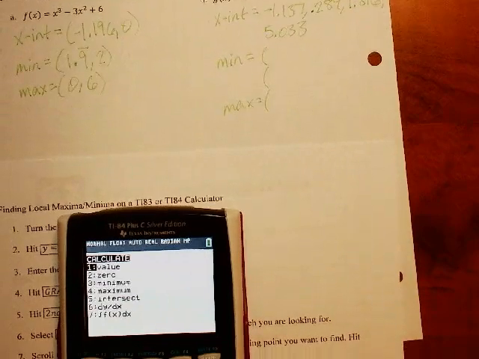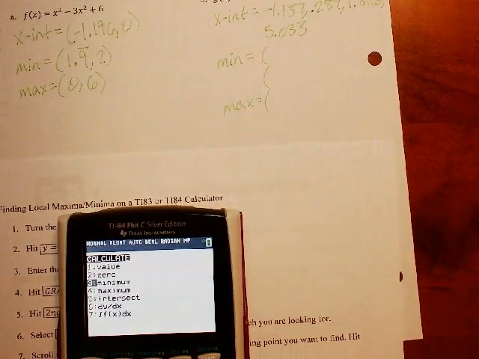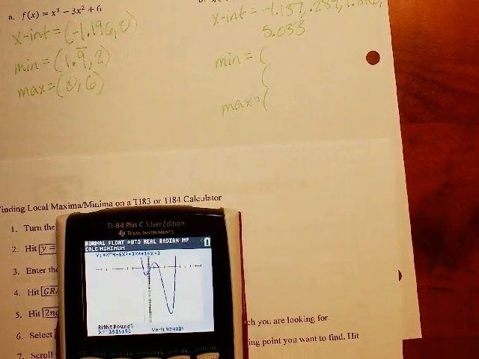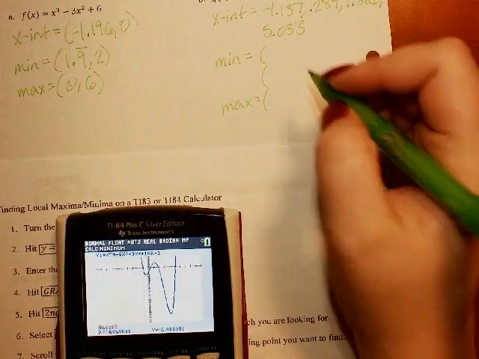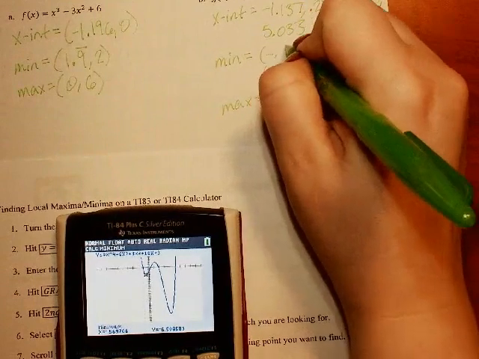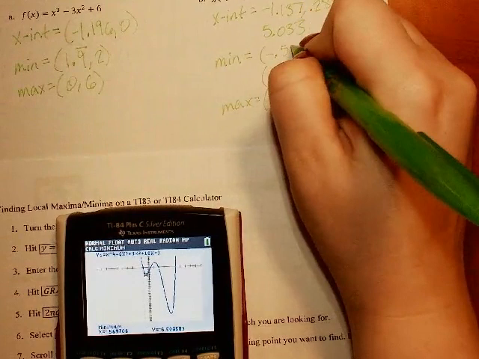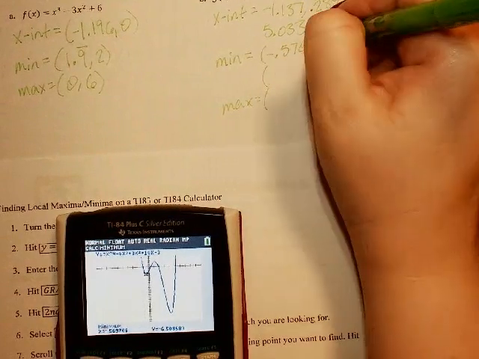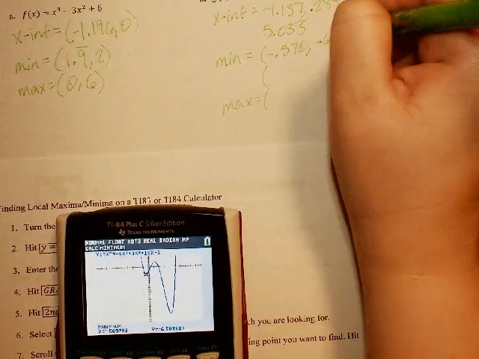So second trace, and I'm going to go down to minimum. I go left of this first one, and I'm going to go right of it, and I'm going to get pretty close. And my minimum is at -0.570 because it rounds up, -6.509.